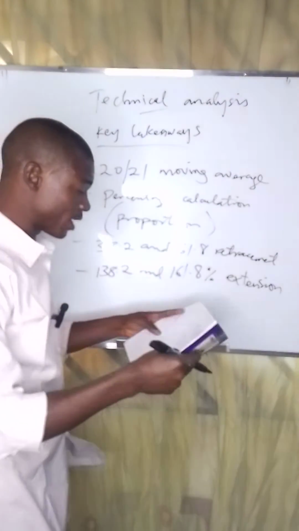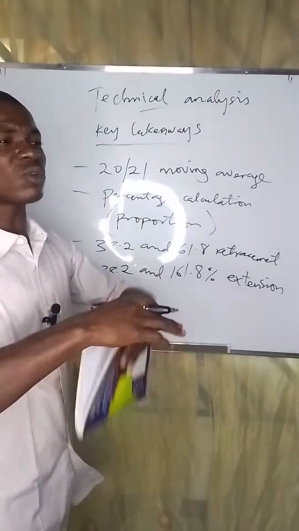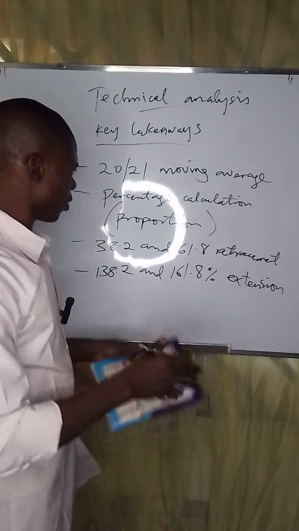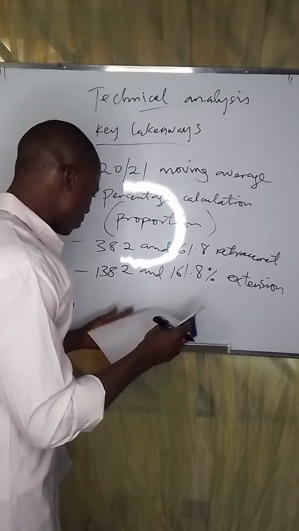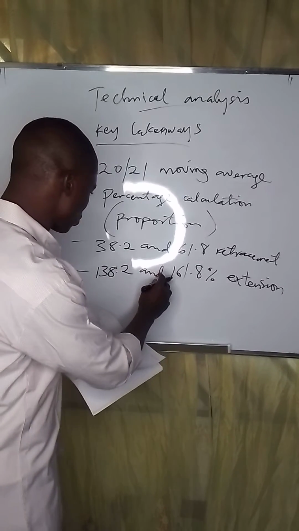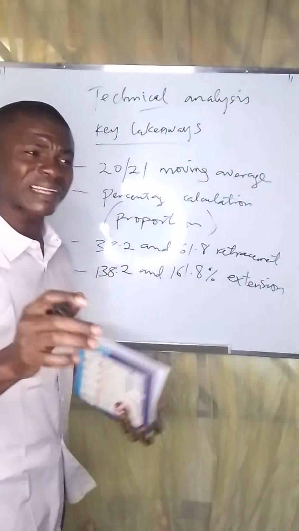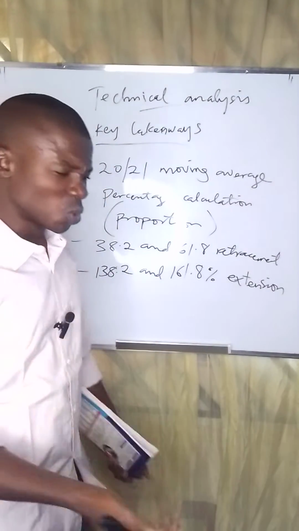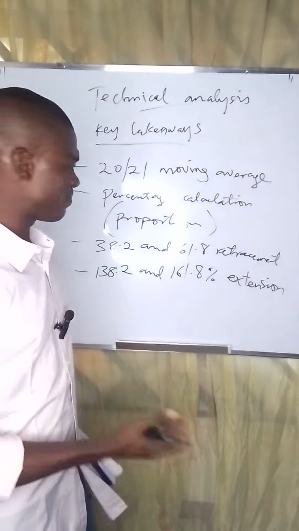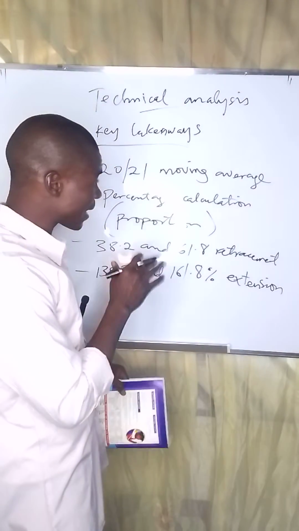Listen attentively so that we'll get this once and for all. A lot of you have been having challenges with technical analysis. It sounds so ambiguous, it sounds so complex. But if you understand percentage calculation and you understand this 138 and 161.8 extension level, these are the tools we use for the analysis for every kind of market. Gold, crude, any other currency pairs, cryptocurrency, we use this. Understand this fact.